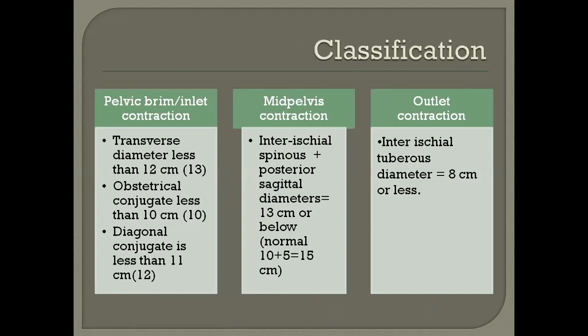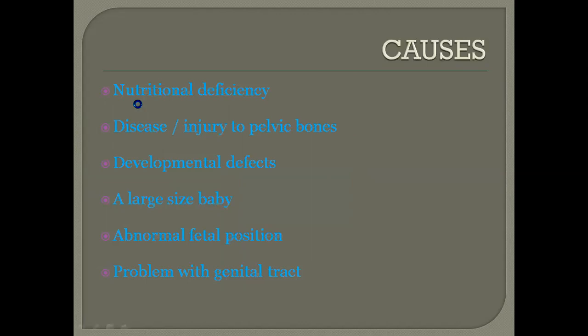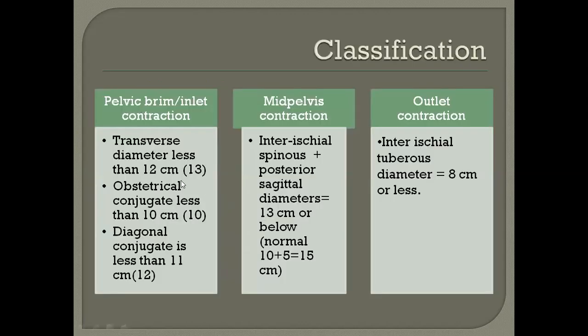So mainly, this CPD, Cephalo Pelvic Disproportion, can occur in these parts: the pelvic brim, mid pelvis and outlet. In the brim or inlet contraction, the transverse diameter will be less than 12 centimeter, but normally it should be 13. And or the obstetrical conjugate is less than 10 centimeter, normally it is 10 centimeter, and if the diagonal conjugate is less than 11 centimeter, normally it should be 12. If any one of these is happening, that can lead to cephalo pelvic disproportion if the baby's head is average.